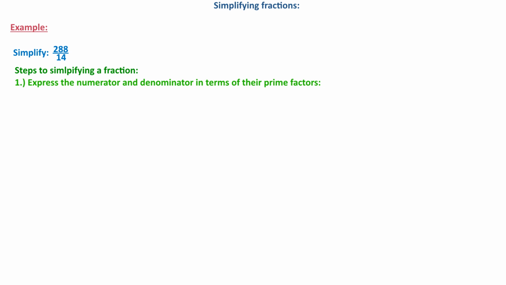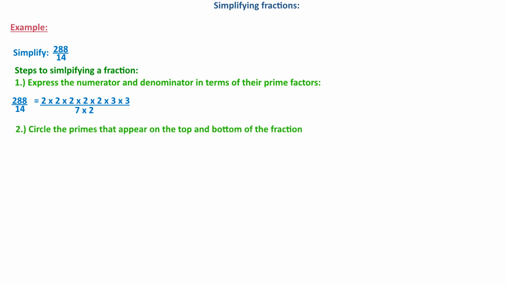When we do this for our example fraction, we're going to get 2 times 2 times 2 times 2 times 2 times 3 times 3 over 7 times 2. So this, remember, is just equal to 288 over 14. Then all we have to do is circle the prime numbers that appear on the top and the bottom of the fraction. So we have a 2 here and a 2 here. Then we can just check the top. We don't have any 7s, so that is it.